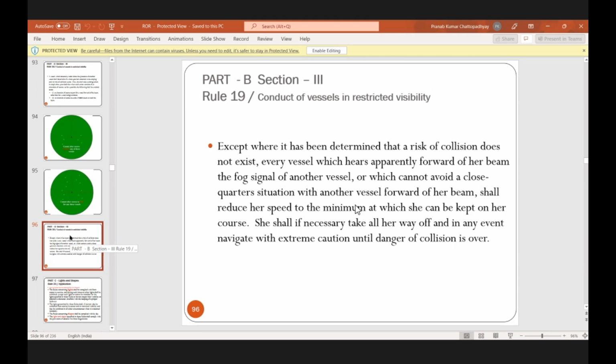And that's what the rule says, as we have seen earlier. If you cannot determine, if you're in doubt, then you assume that risk shall be deemed to exist. Therefore, you take this action by reducing speed, which will help you to get more time to assess the situation.